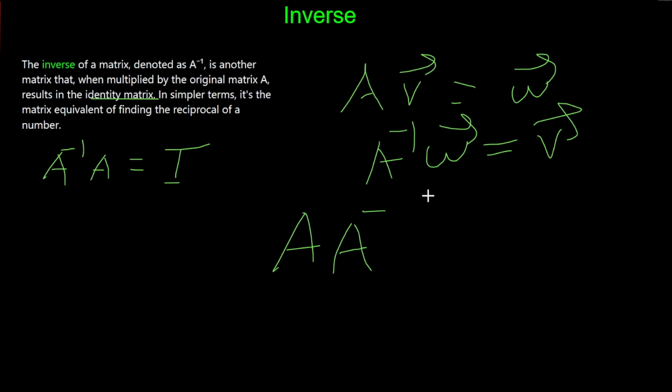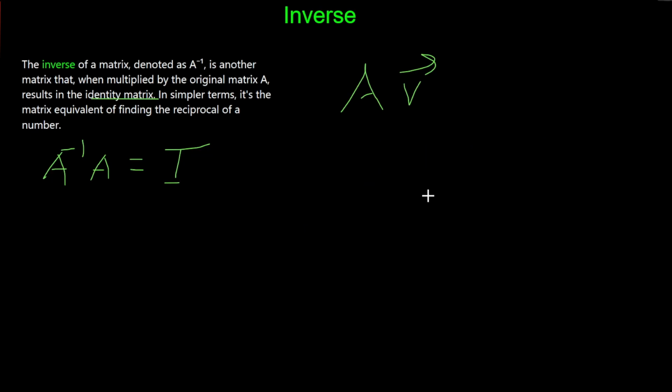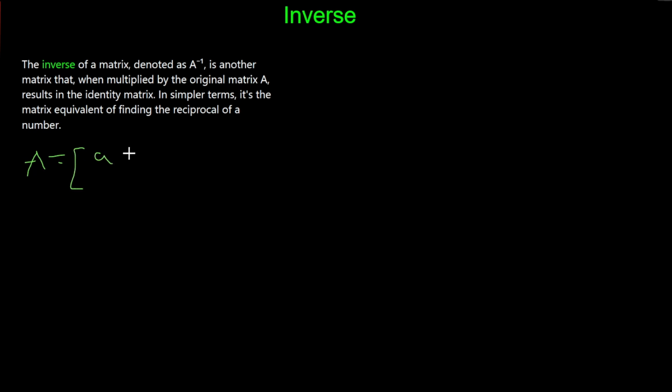So let's see an example of how we can find the inverse of the matrix in terms of equations in 2 dimensions. Let's take this matrix A, B, C, D.